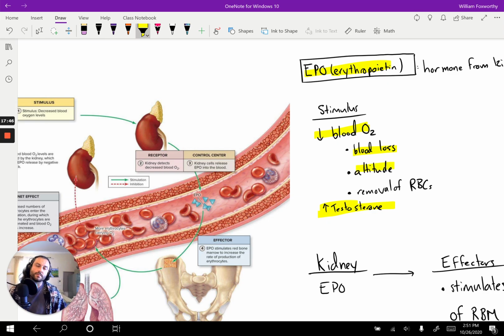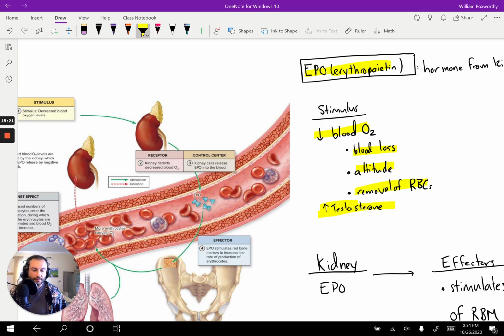Sometimes elite athletes will train at a high altitude in order to decrease their blood oxygenation. That causes the release of EPO, which subsequently causes an increase in red blood cell production, so that when they come back down to sea level, they have all of these extra red blood cells that can transport more oxygen to their muscle tissues, so they can perform their sport with a greater level of endurance.